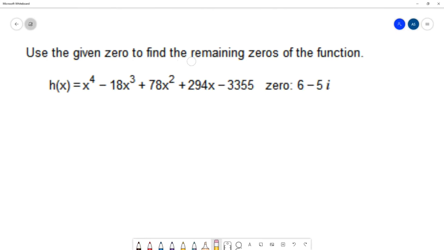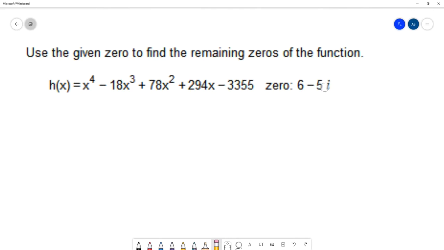Use the given zero to find the remaining zeros of the function. We have the polynomial function h of x equals x to the 4th minus 18x cubed plus 78x squared plus 294x minus 3,355. And we're given that this polynomial has a zero of 6 minus 5i, and we want to find those remaining zeros. So one of the things that I notice here is that I have a complex zero, a zero with i in it.